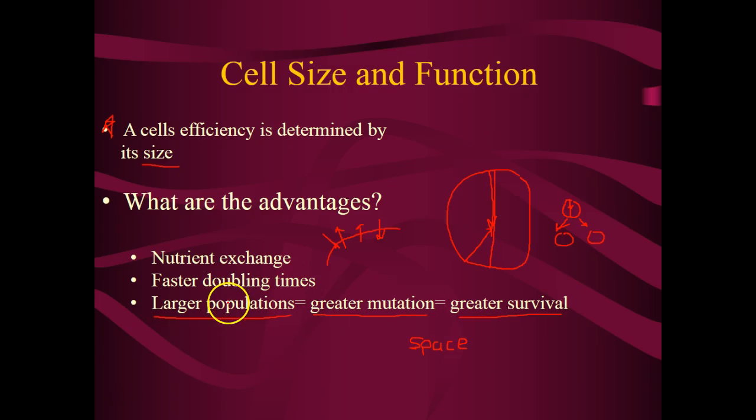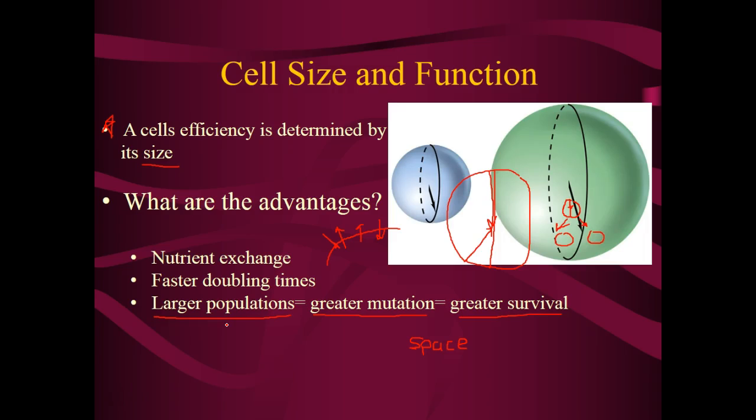Okay, so larger populations give the population a greater chance of mutation, which leads to greater survival. I mean, this can be easily understood in terms of humans as well. If a human population is larger, then we have a greater chance of mutating randomly, and we have a greater chance of survival. This just shows you the same thing that I drew.